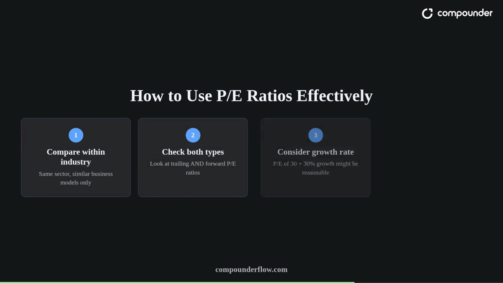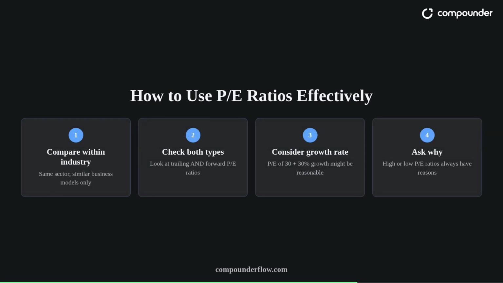So how do you use PE ratios effectively? Start by comparing companies within the same industry and similar business models. Look at both trailing and forward PE ratios to understand how the market views future prospects. Consider the company's growth rate. A PE of 30 might be reasonable if earnings are growing 30% annually.